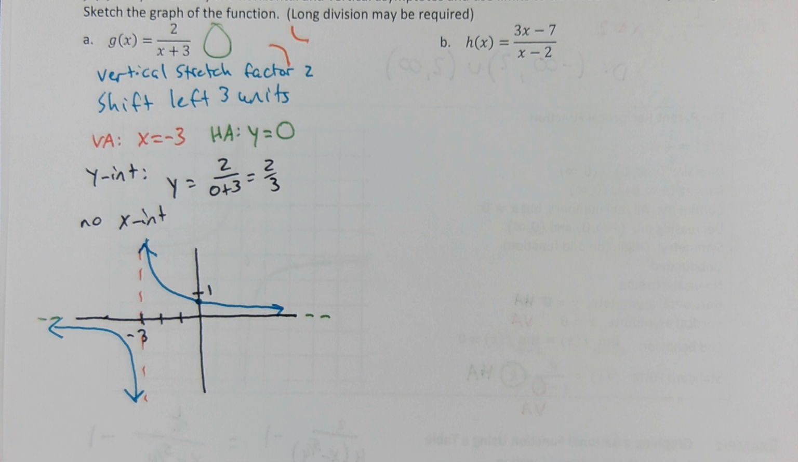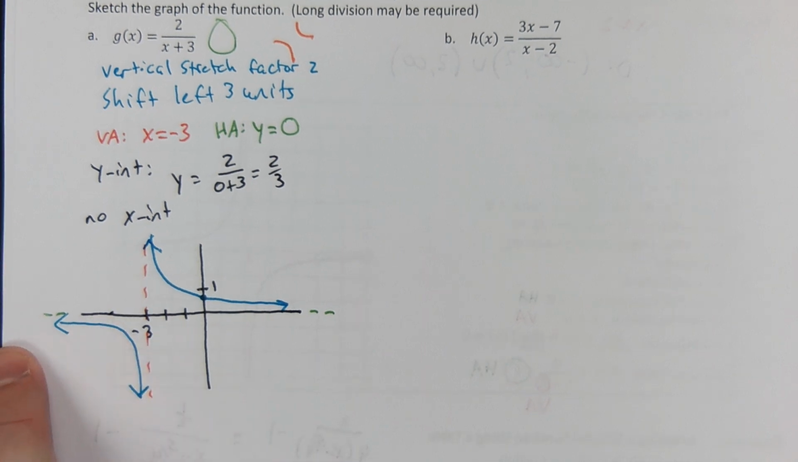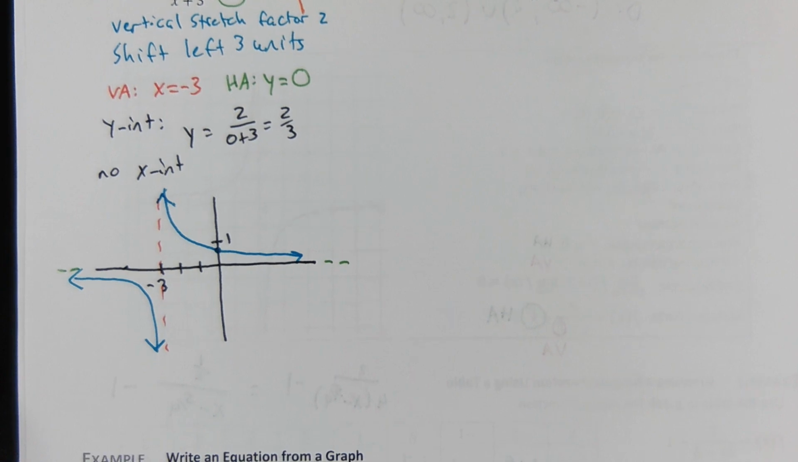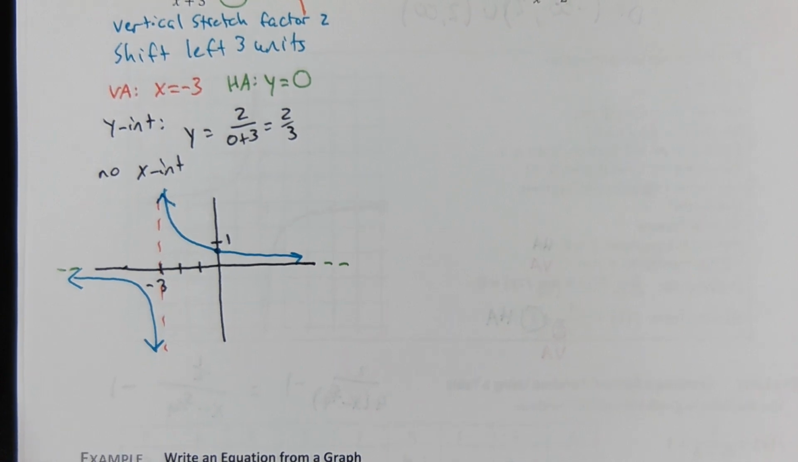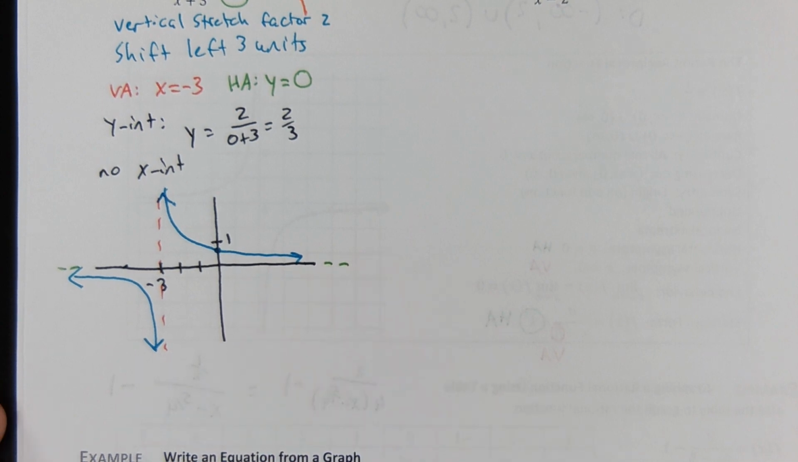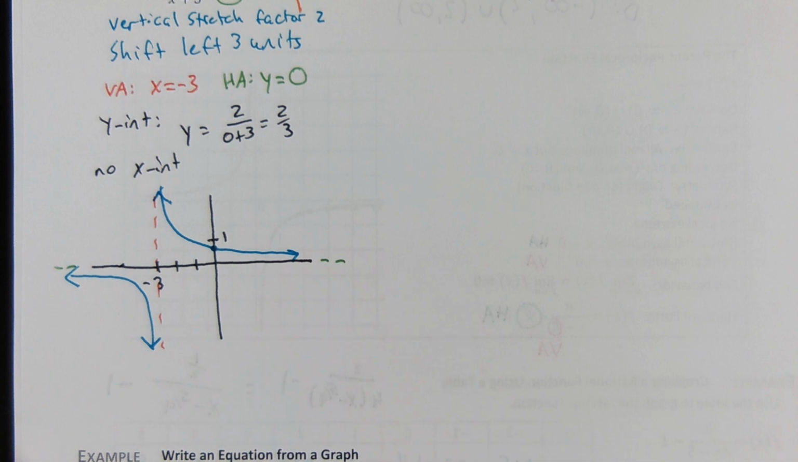The last thing that we were supposed to do for this one is we need to write down the end behavior. This graph approaches the same y value to the far left and the far right. What y value is that? What y value is it approaching? 0. It's approaching y equals 0 on both sides.